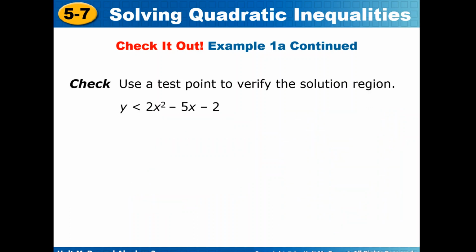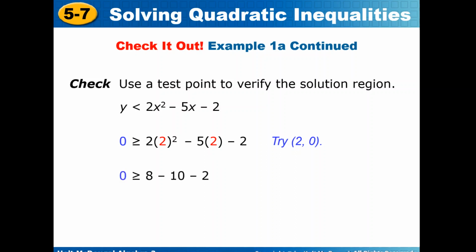All right, again, here's another one. You can choose a point inside there to just make sure. This example tried 2, 0, and you could just fill it in. And hopefully, when you do all the math, you see that 0 is greater than negative 4, which is true, so I shaded in the correct area, just choosing a test point.